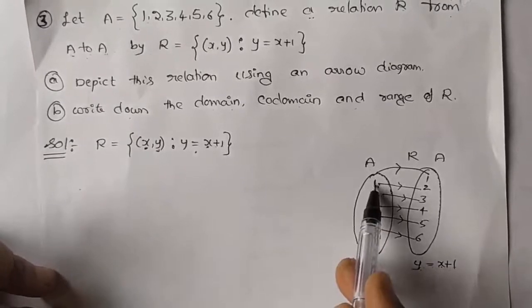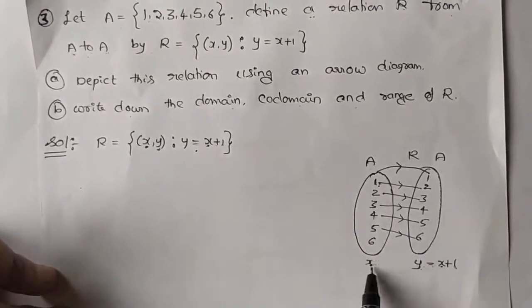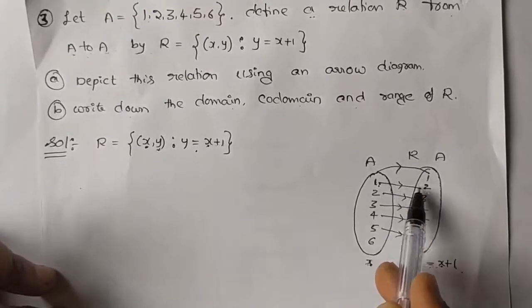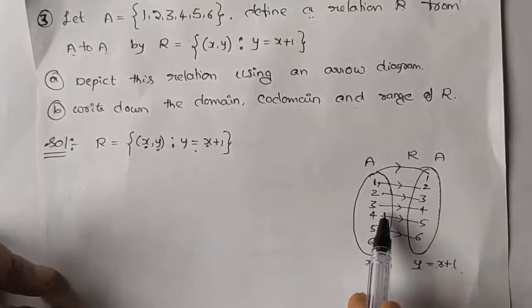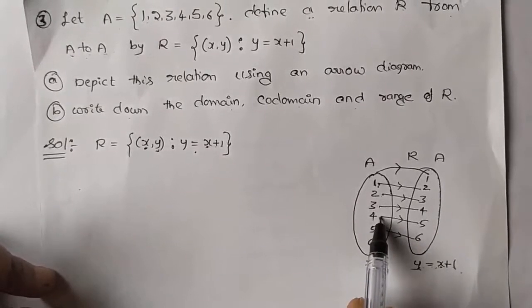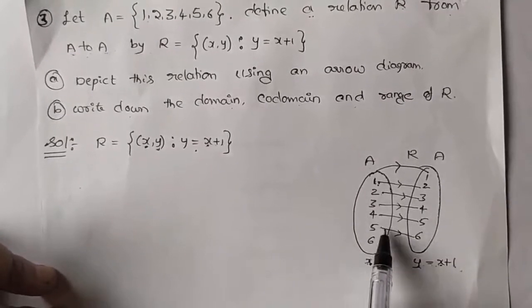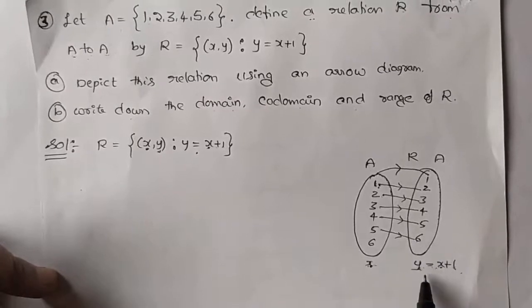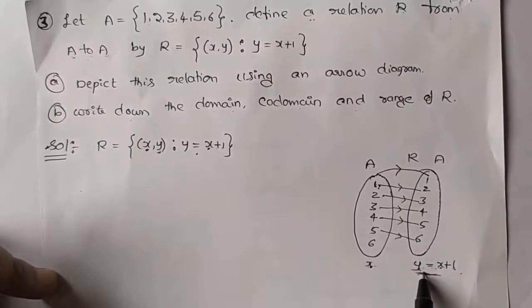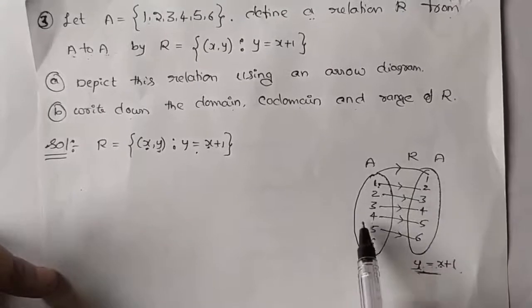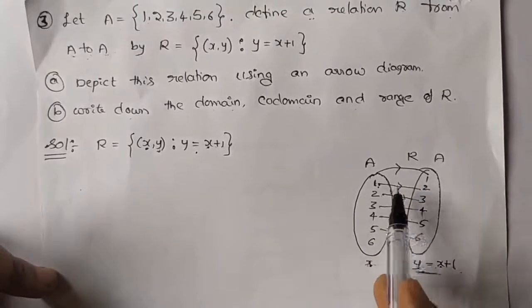Okay, once again. Y is x plus 1. 1 plus 1 is 2, 2 plus 1 is 3, 3 plus 1 is 4, 4 plus 1 is 5, 5 plus 1 is 6, because y is defined as x plus 1. Understand? This is the representation of a relation in an arrow diagram.